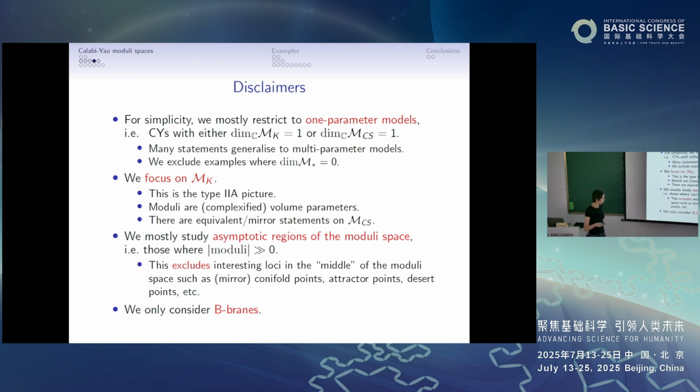I also want to re-emphasize that I'm only studying asymptotic regions of the moduli space, where the moduli are large, might be negative, but large. This excludes certain loci in the middle of the moduli space. For instance, the techniques I'm using can say something about the conifold points, but they're not as strong. And there are interesting loci in the moduli spaces, for instance attractor points or so-called desert points that play a role in swampland conjectures, which I will not be able to address directly. So we're really sitting in the asymptotic regions. All right, and for the B-branes, I will not touch A-branes because I'm doing compact Calabi-Yaus and this is too difficult for me.